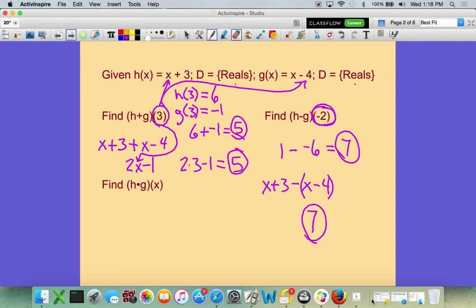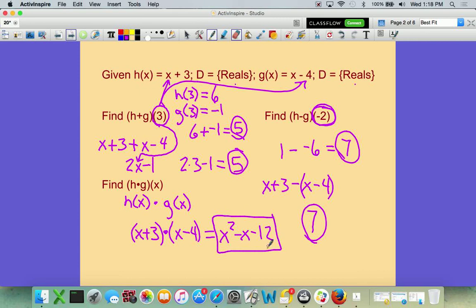Find h times g of x. Well, this time, we're not plugging a number in like we did for either one of these. We're plugging in an x. Well, that just means we're taking h of x times g of x. We know h of x is x plus 3. We know g of x is x minus 4. And we just have to multiply those together. So we're going to FOIL these. x squared minus 4x plus 3x is a negative x, minus 12. And there is our answer.